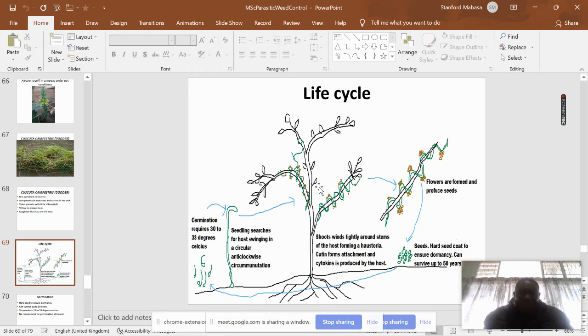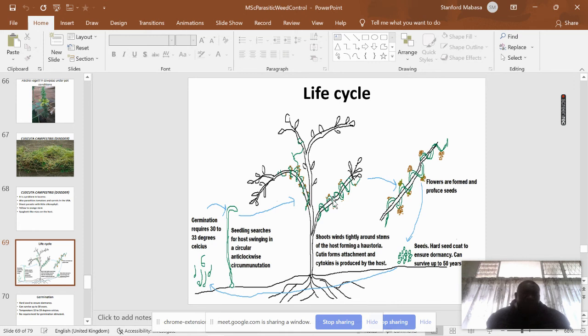Now, there are some points of contact which form the haustoria. And this haustoria enables the parasite to extract water and nutrients from the host. There's a substance known as cutin. It's like a glue which helps the parasite to get attached to the host.